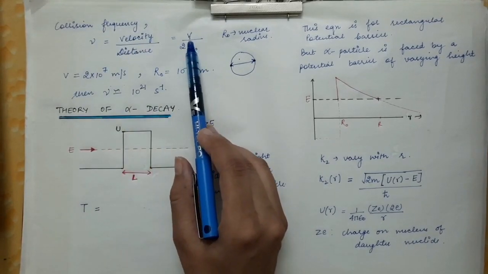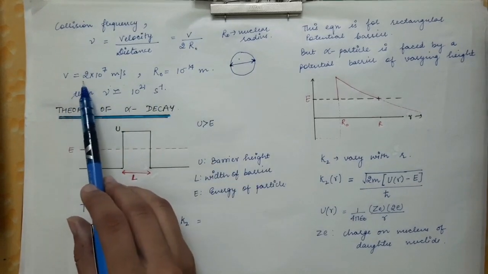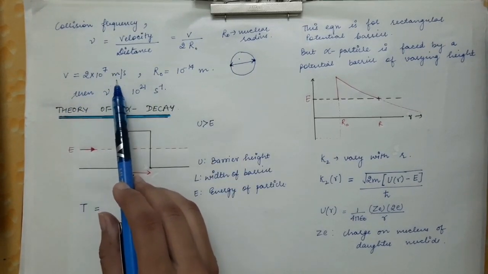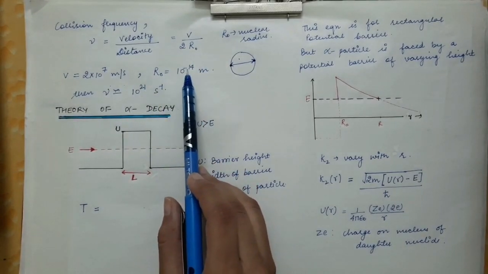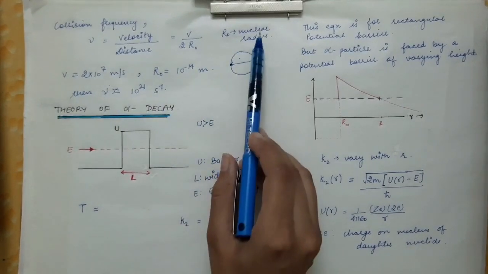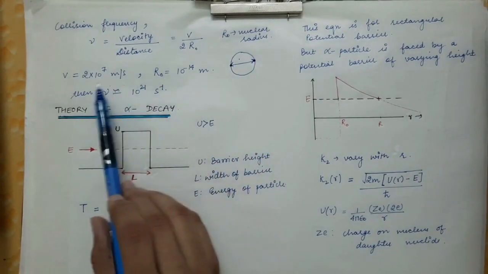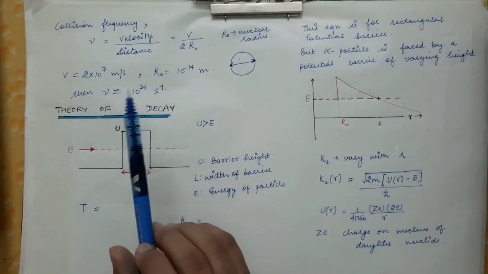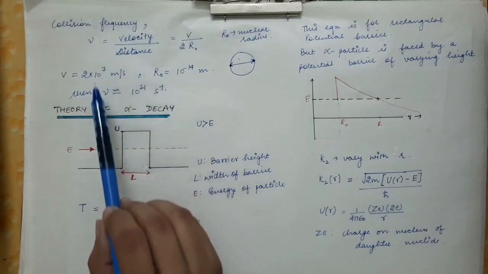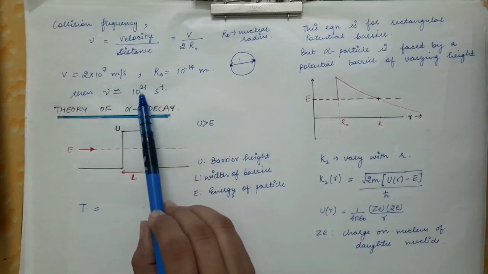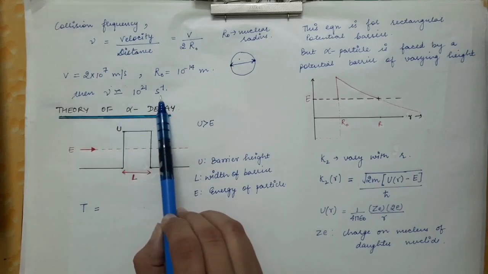Now the velocity of the alpha particle, it has been seen experimentally, on an average is about 2 into 10 power 7 meter per second, and r0 on an average is about 10 power minus 14 meters in case of heavy nuclei. So when you put these values, you will get the collision frequency. It will be of the order of 10 power 21 second inverse. So what is this value?